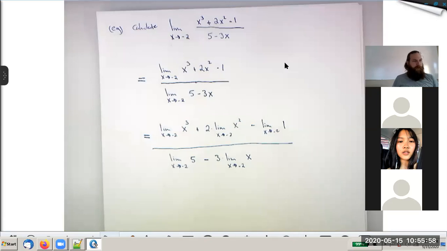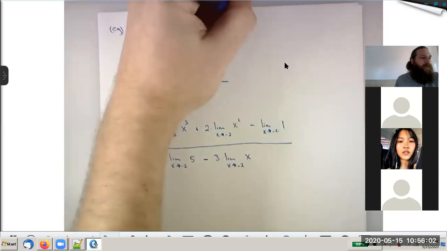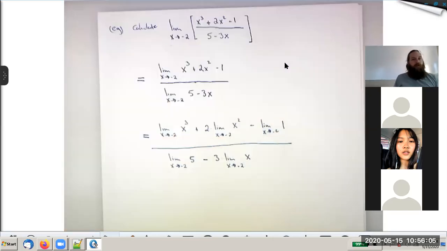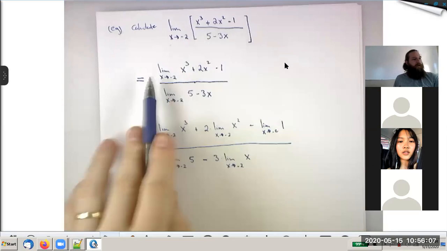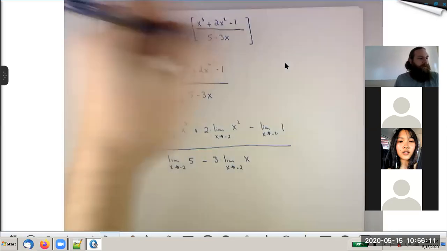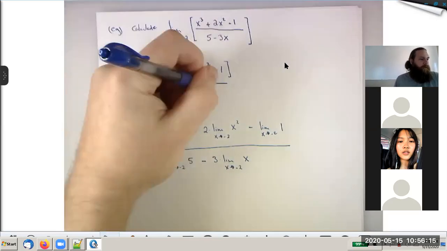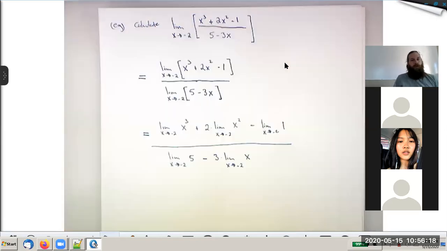So I started out with a limit of this big ratio, this big fraction. And rule 5 says you can take a limit of a big fraction by taking the limit of the top and the limit of the bottom separately. So if you want to write in those square brackets, those look like this, to make everything look more and more like our limit rules.